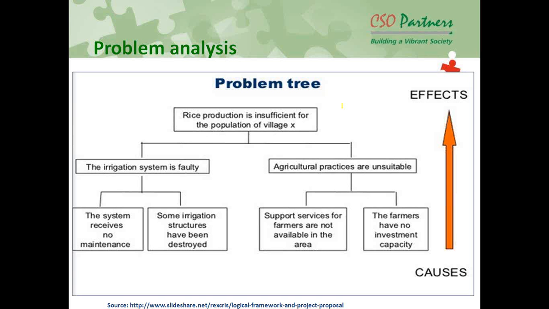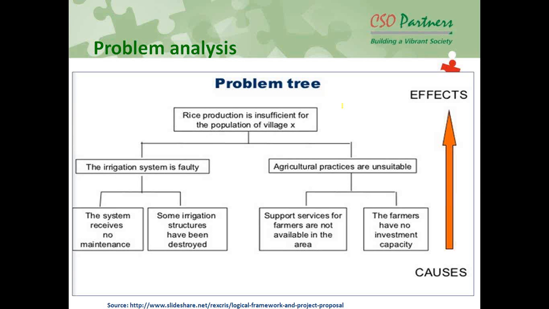Now, if you take this particular example, the effect we identified in the particular community, again, this is just for example, is that rice production is insufficient for the population of village X. Now, when we started a little bit of digging up on why it is like that, we started consultation with the community. We started taking qualitative and quantitative data. We got two causes immediately, which are leading to that particular symptom of insufficient rice production. What are those two causes? The irrigation system is faulty, so there is not enough water for farming, and agriculture practices are unsuitable. So one is that there is a water problem, and there is a problem of agriculture practice.